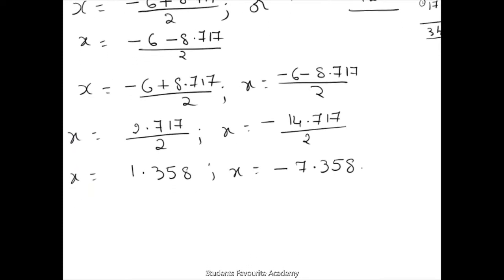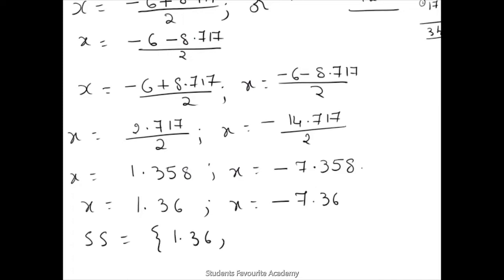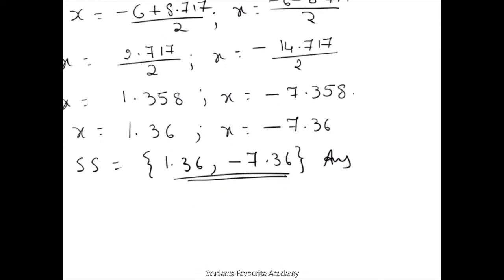Now the answer is in 3 decimal places, so we have to round it off up to 2 decimal places. The last digit 8 is more than 5, so you have to add 1. So this will become 1.36, and this is also the same thing, so minus 7.36. So the solution set is equal to curly brackets 1.36 comma minus 7.36, answer. Okay, I know you might have forgotten this division method which you learnt in standard 8. Now I will show you one more sum where you have to find the square root of the number by division method.